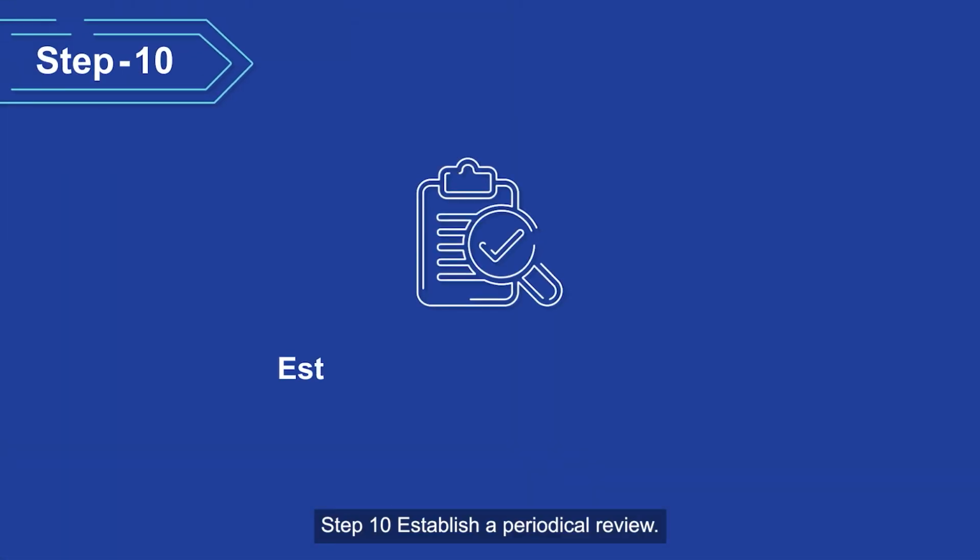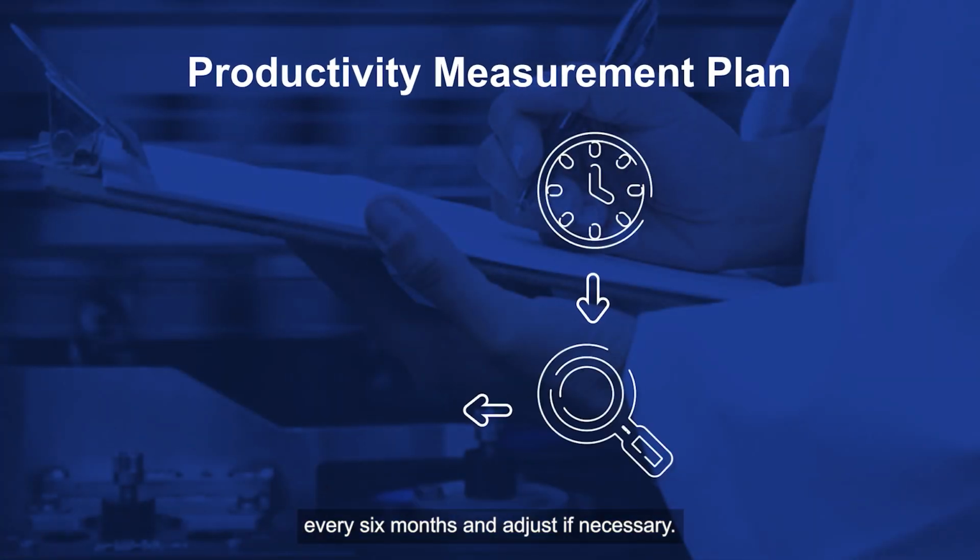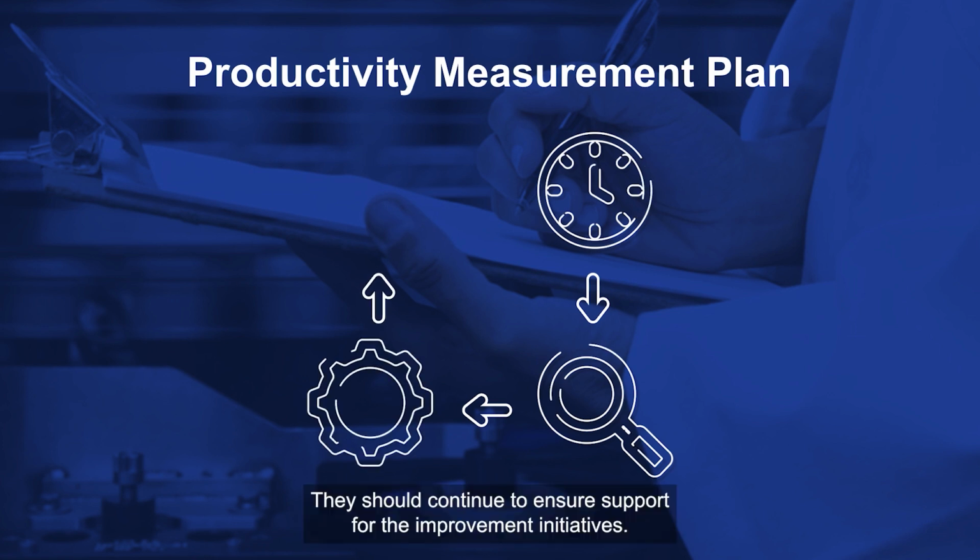Step 10. Establish a periodical review. Lastly, management should review the productivity measurement plan every 6 months and adjust if necessary. They should continue to ensure support for the improvement initiatives.